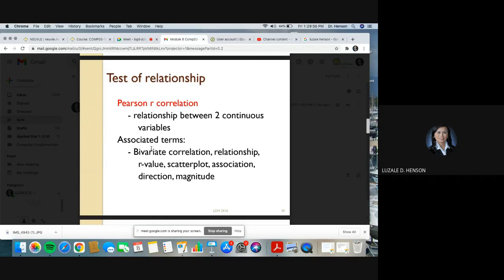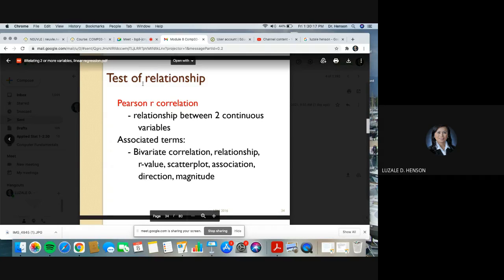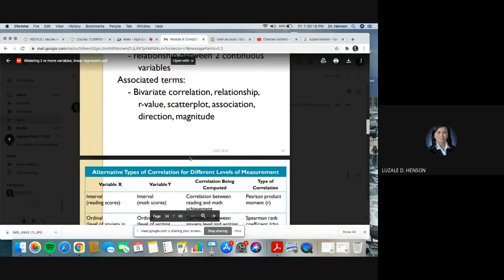Continuous variables. Associated terms, when you say testing relationship, you could also read about bivariate correlation, relationship, r value, scatter plot, association, direction, magnitude. So when you see these terms, you somehow associate this with a test of relationship.